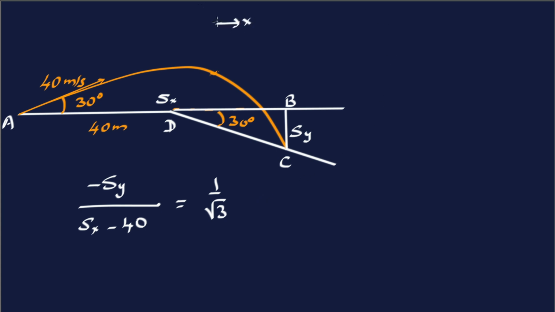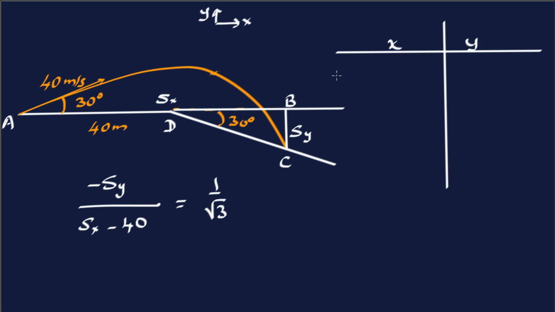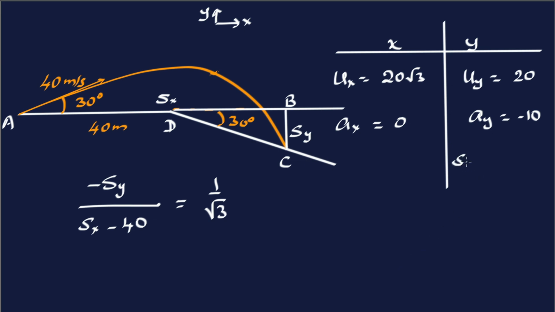So, as always, x-axis to the right, y-axis pointing up, and let's separate x and y. ux, the x component of the initial velocity, is 40 cos 30, that is 20 root 3 meters per second. uy is 40 sin 30, that is 20 meters per second. Acceleration in the y direction is minus 10 meters per second squared. Acceleration in the x direction is 0. So we can write down sy is equal to ut plus half a t squared, and sx is uxt, ax is 0. So let's substitute this into this equation.